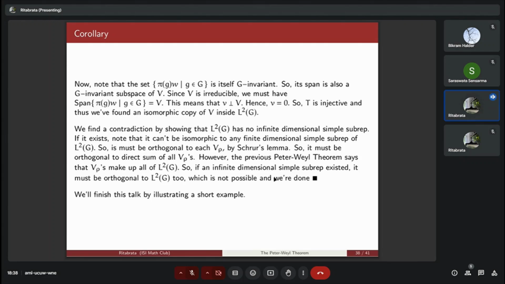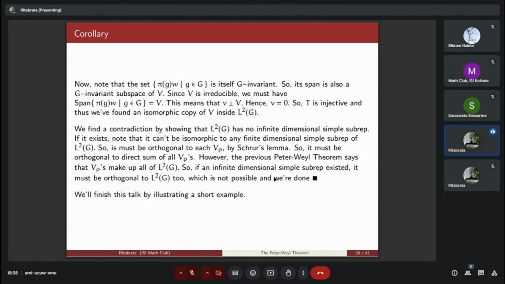So it must be orthogonal to each of them by Schur's lemma, because they are not isomorphic. So it must be orthogonal to the direct sum of all of them. However, our previous Peter-Weyl theorem says that the finite dimensional pieces make up all of L2(G). So if an irreducible infinite dimensional subrepresentation of L2(G) exists, it has to be orthogonal to all finite dimensional components. If it is orthogonal to each component, it is orthogonal to the direct sum of all the components.